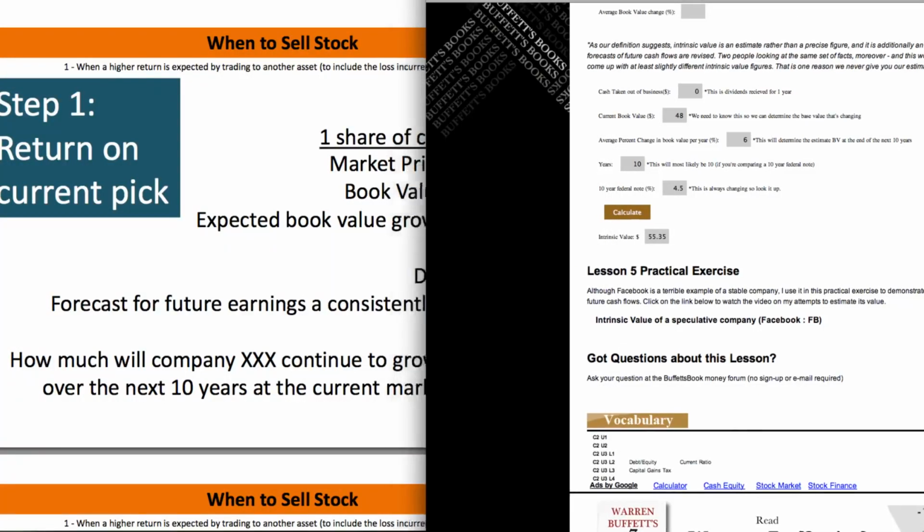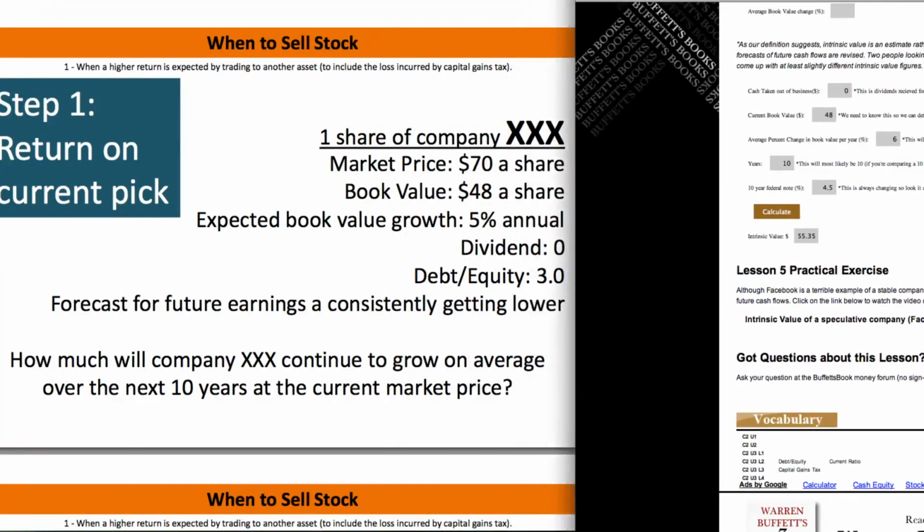Okay, so here we are with the intrinsic value calculator. What we're going to do is just fill out these numbers. The first one, the dividend is 0 because we don't have a dividend. The book value is still $48. The percent change, we only think that the book value is going to grow by 5% a year. The number of years is 10, and the 10-year federal note is 4.5. So when we hit calculate, it comes up with our intrinsic value of $50, which we already figured out.